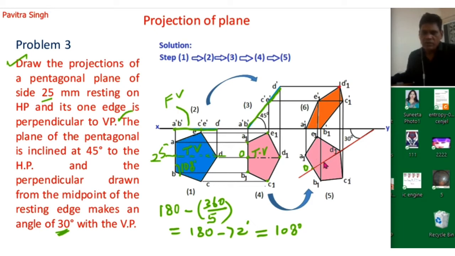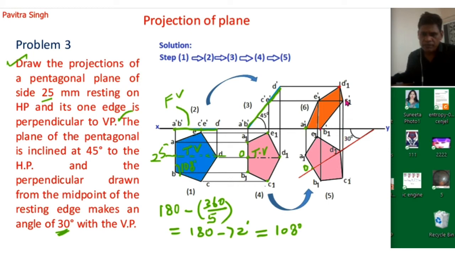So we have redrawn this plane at an inclination of 30 degree with the vertical plane. So now we will draw a vertical projection from point A1 and a horizontal projection from A dash. So the intersection of this horizontal line and vertical line will give you one point A1 dash. Similarly, horizontal line from point B dash, vertical line from B1. So you will get this point B1 dash.